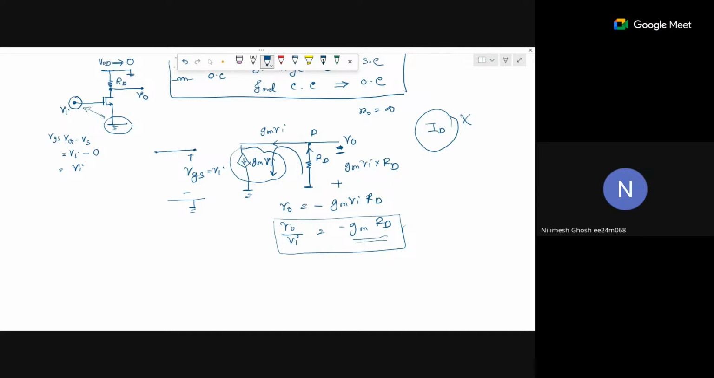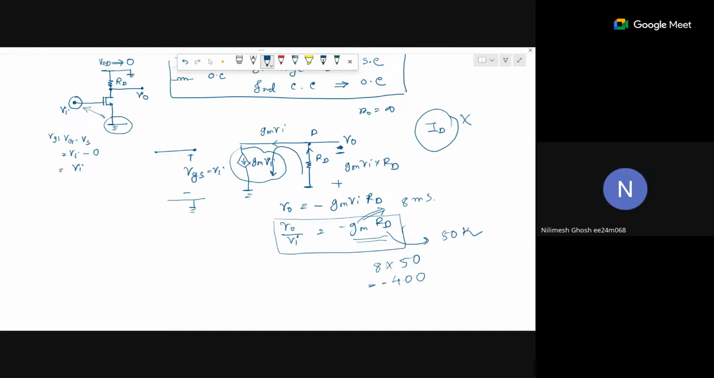Let's say this gm is 8 millisiemens, and this RD is 50K. What will be your gain? This is 8 into 50, that is what? 400. So this Vo by Vi will be 400, and the sign will be minus.